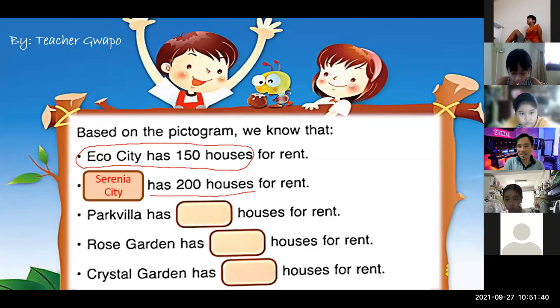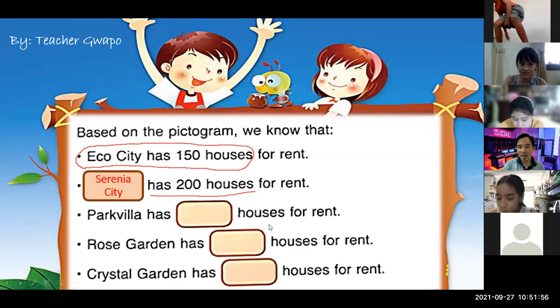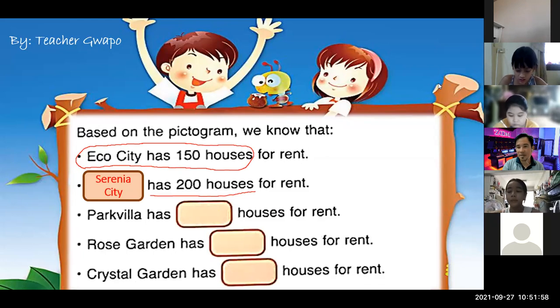Very good. Pencils up. 5, 4, 3, 2, 1. Okay. In Park Villa, how many houses for rent are there? Park Villa, how many houses? 250. Okay, very good.